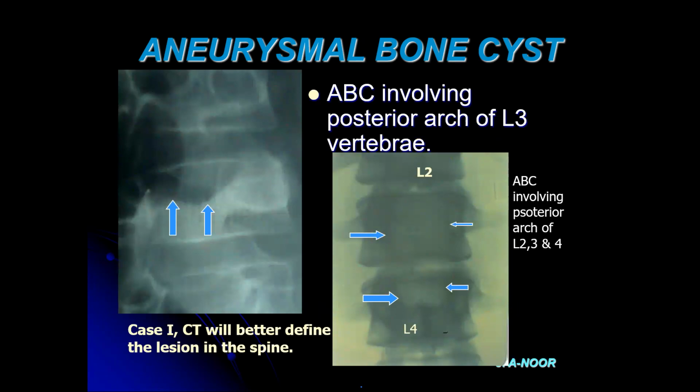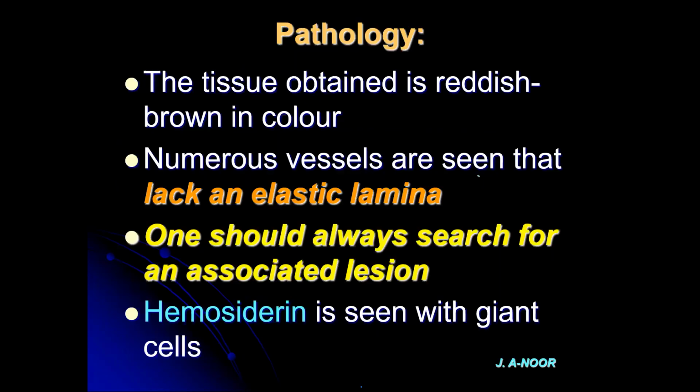These are two cases of mine where the patient was once 11 years old, and the other was, I think, 14, where I had aneurysmal bone cysts occurring in the posterior arches, one in the L3, the other one in L2, 3, and 4. So that gives you a balloon-like appearance. The tissue obtained is reddish-brown in color, as I showed you in this specimen that was shown to you at the beginning of this condition.